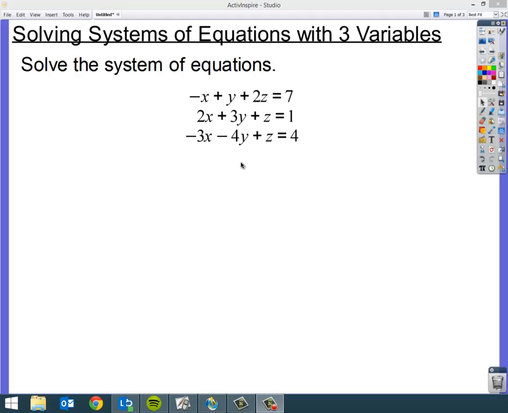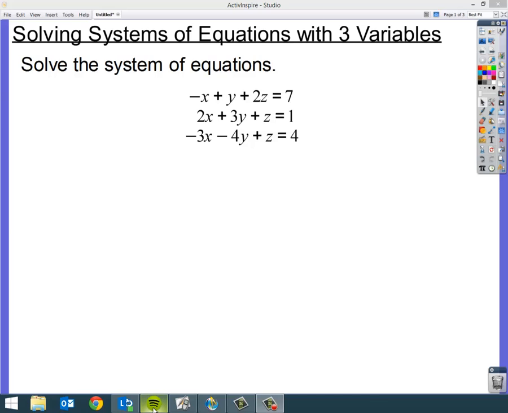We are going to today learn about solving systems of equations with three variables. This is kind of where Algebra 2 gets a little different than Algebra 1. In Algebra 1 you should have spent a lot of time solving systems of equations in two variables. Algebra 2 is really the first time you really get into systems of equations with three variables.